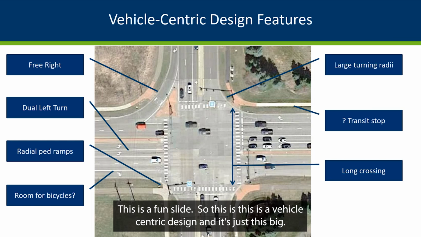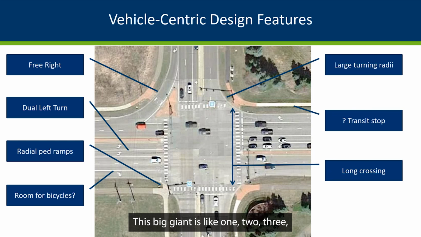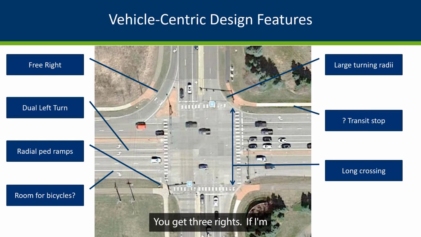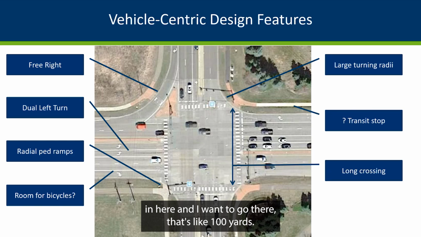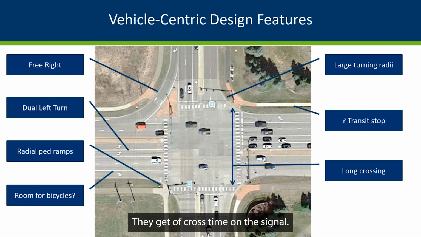This is a fun slide. So this is a vehicle centric design, and it's this big. This kind of looks like the Highway 15, 12 that we walked yesterday, right? This big giant, there's like 1, 2, 3, 4, 5, 6, like 7, 8 lanes of vehicle traffic. You get 3 rights. If I'm a pedestrian here and I wanna go there, that's like 100 yards. That's like a football field. That we're expecting somebody to cross in the 27 seconds they get of cross time on the signal.